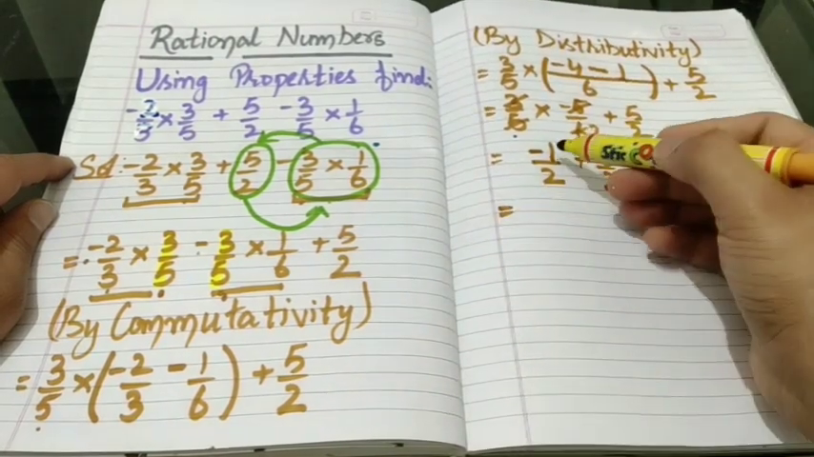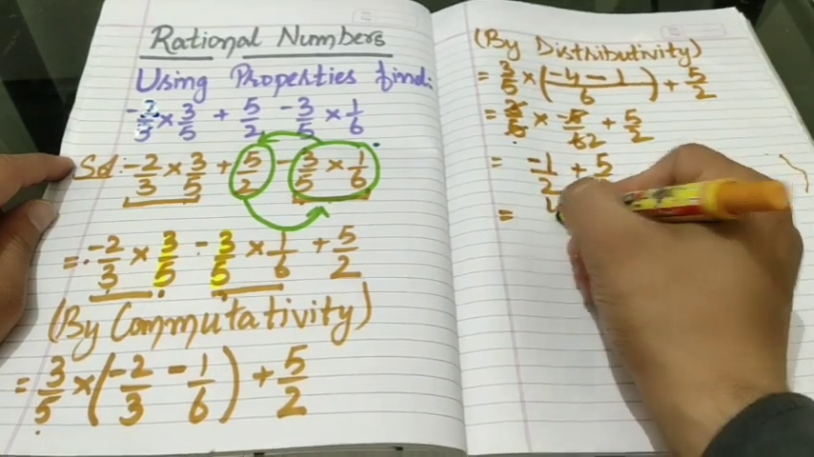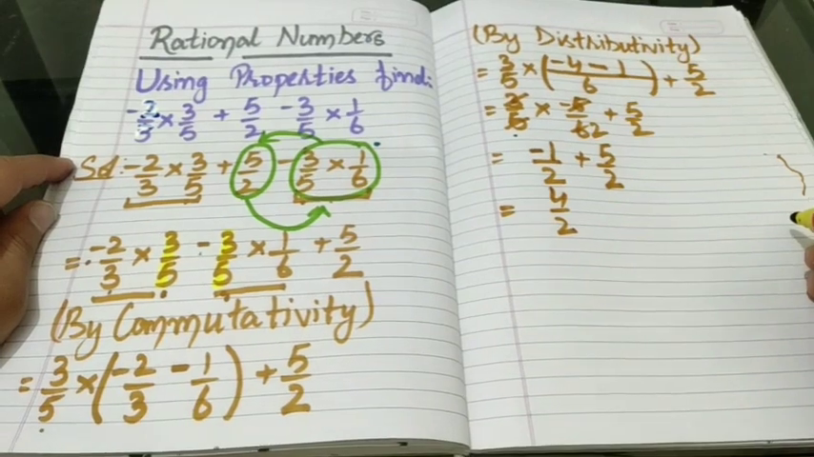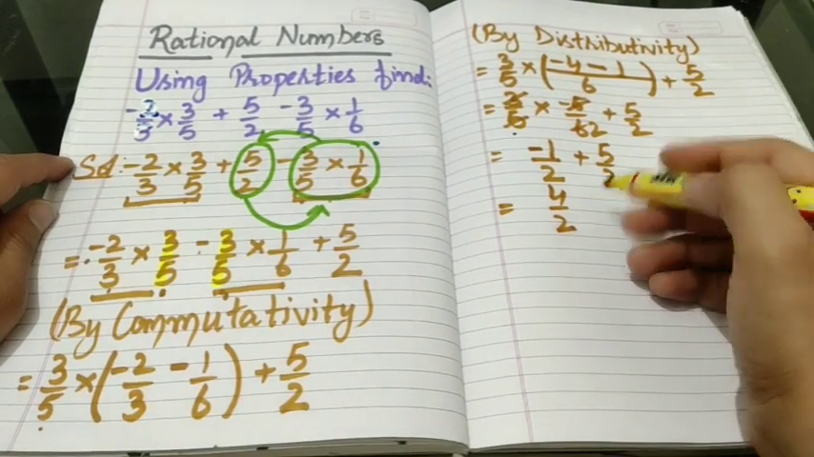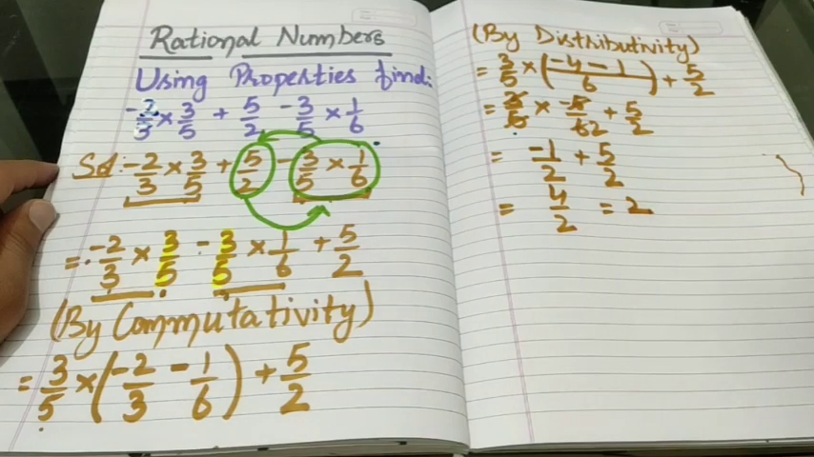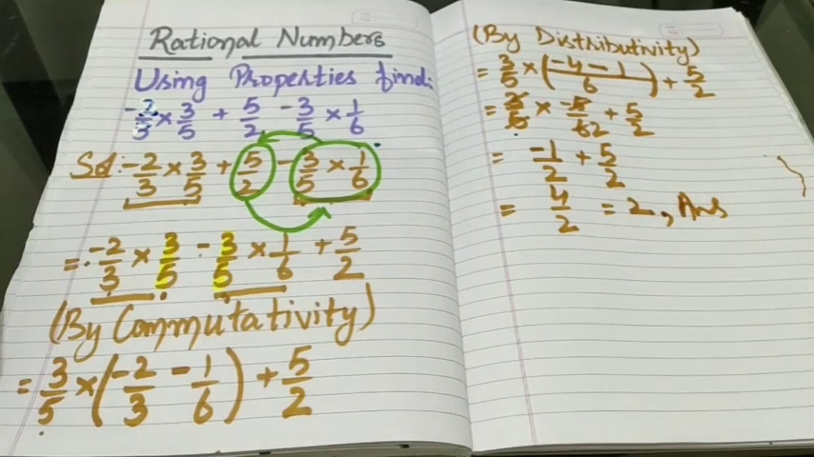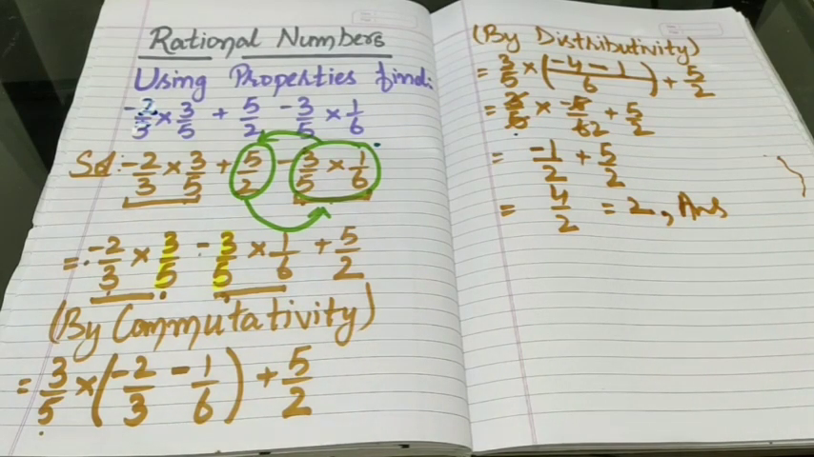Next, minus 1 upon 2 plus 5 upon 2 will become 4 upon 2, and 4 divided by 2 is 2. So this is the required solution. This is how we can use the properties of rational numbers to simplify various expressions.